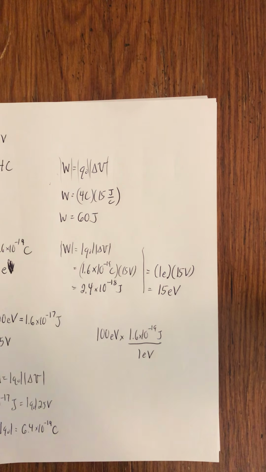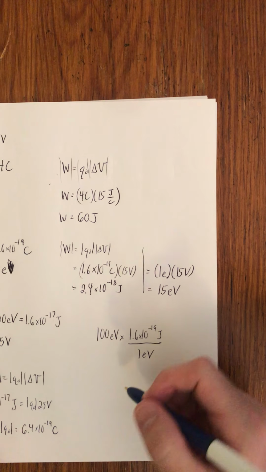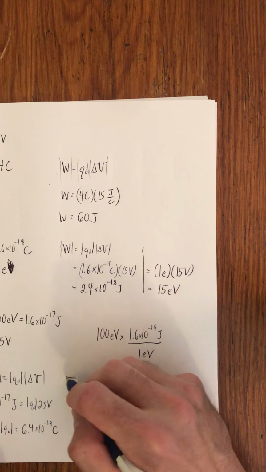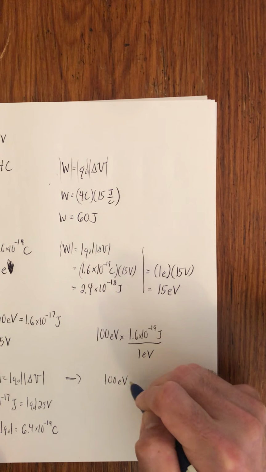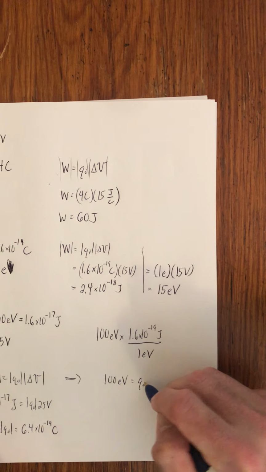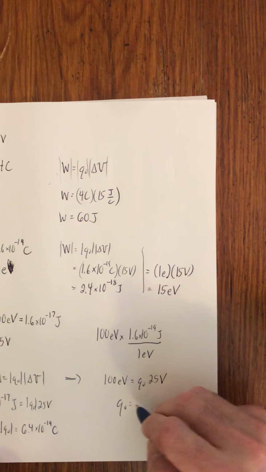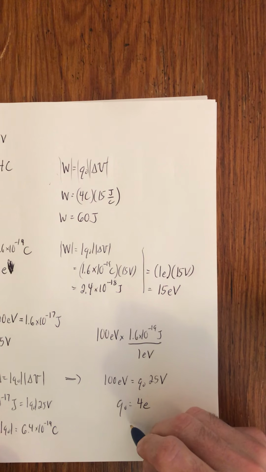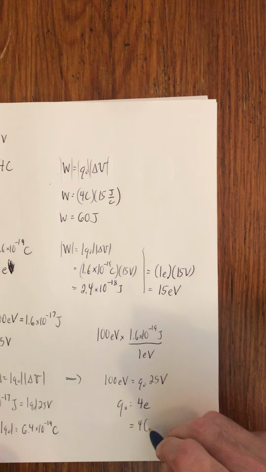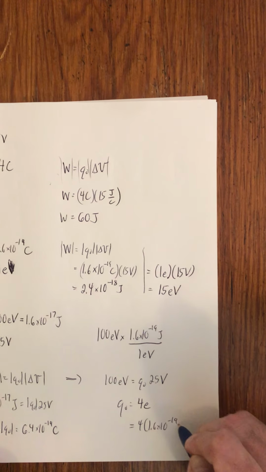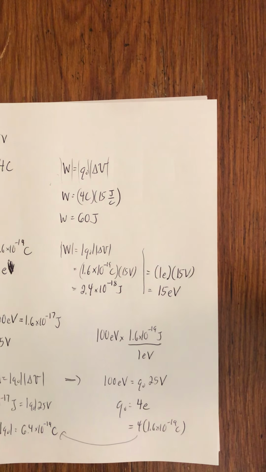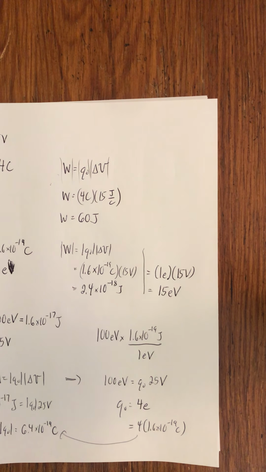Now, how else could I have done that? If I didn't want to convert first, I could have done this by plugging in 100 electron volts is equal to Q naught times 25 volts. And then when I divide that across, Q then has to be 4e. And if it's 4e, that's 4 times 1.6 times 10 to the negative 19 coulombs. And then you get the same answer. You can decide what you think is easier. Notice here, all of these problems are just about knowing and understanding the units.